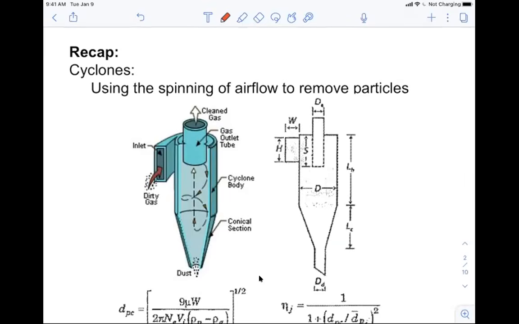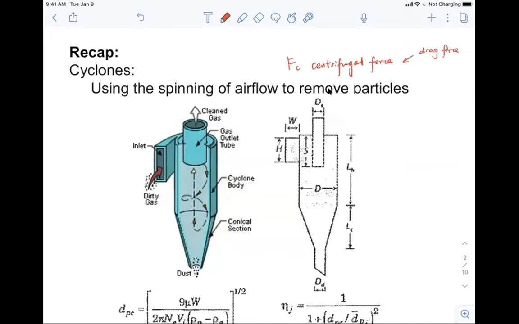So basically, it's just using the spinning or the rotation of the airflow so that we can remove these particles, right? So we know that in order to maintain the rotation of the particles, we have to provide a centrifugal force, right? So in the cyclones, it is actually the drag force that's acting as the centrifugal force.